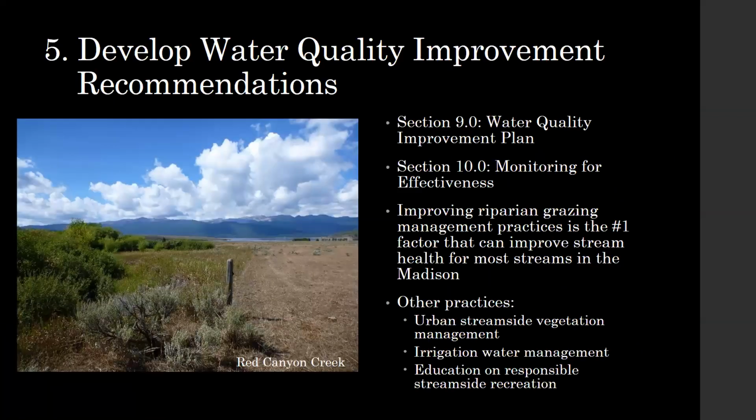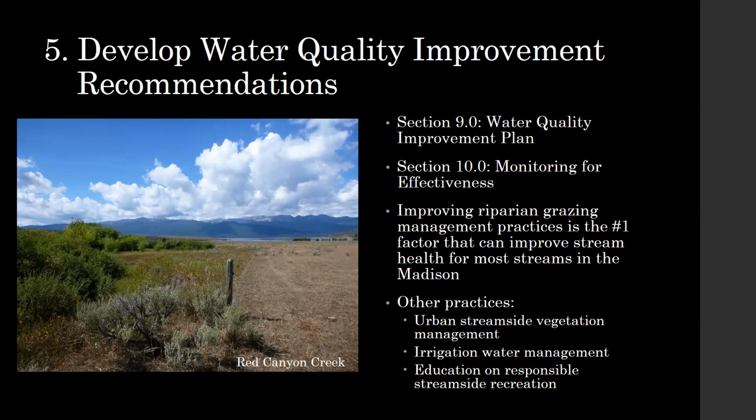Now, the final step that I talked about is developing those water quality improvement recommendations. For this document, they're contained in sections 9 and 10. Section 9 is called the Water Quality Improvement Plan, and it contains recommendations for all the different types of sources that were identified in the Madison River, and more than what I've talked about in this presentation so far.